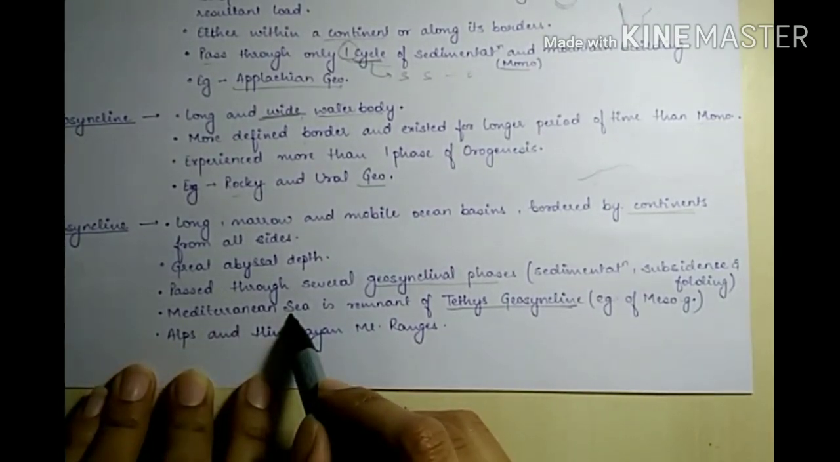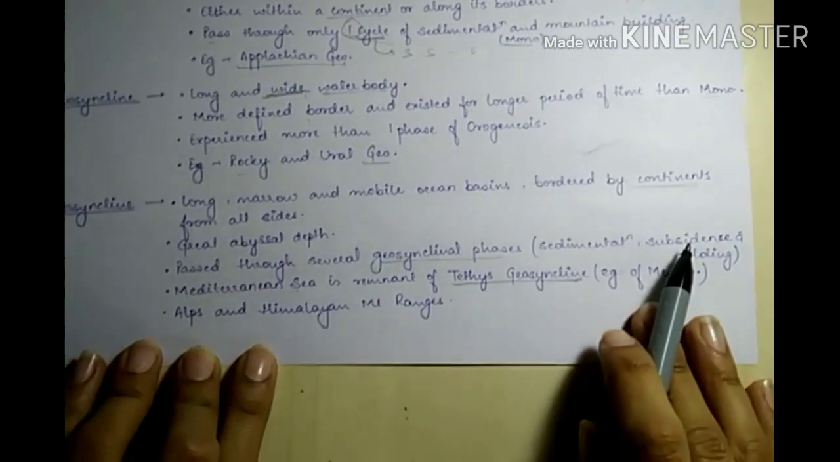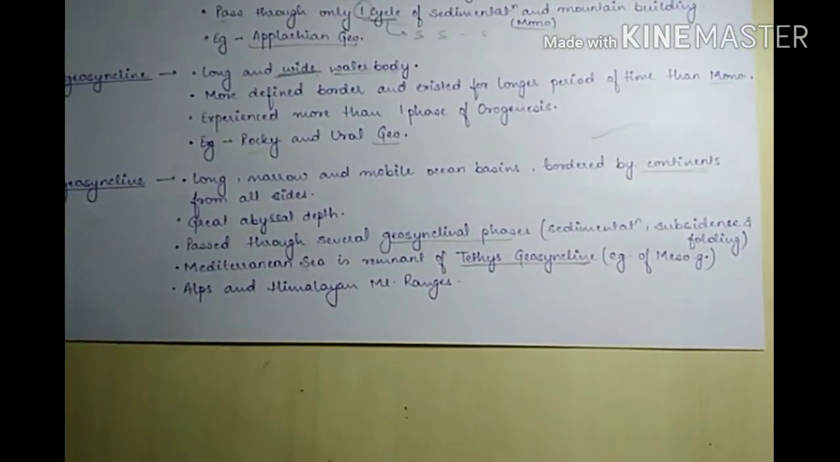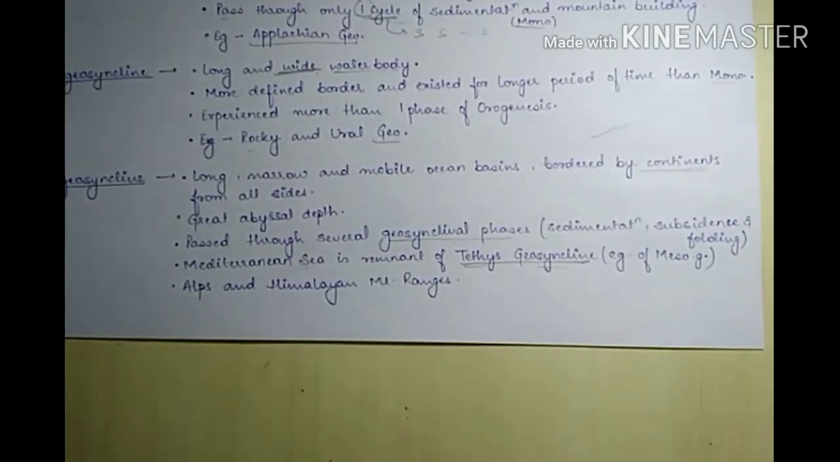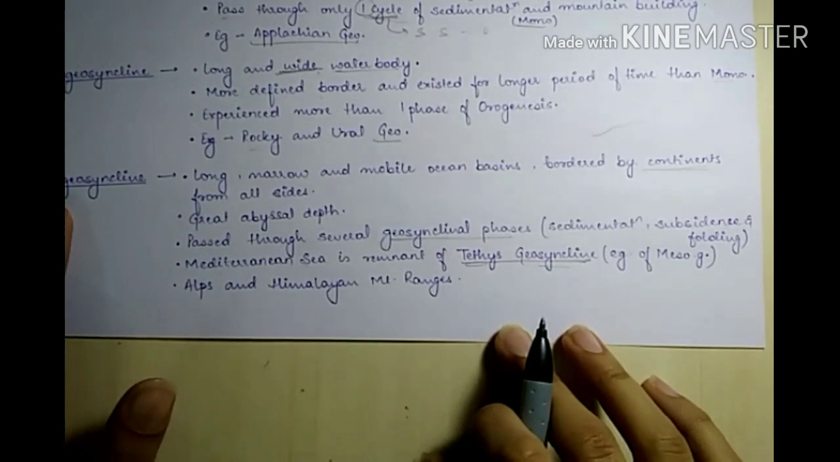So mountain ranges like Alps and Himalayas were formed by Tethys geosynclines. So this was the example of mesogeosynclines.